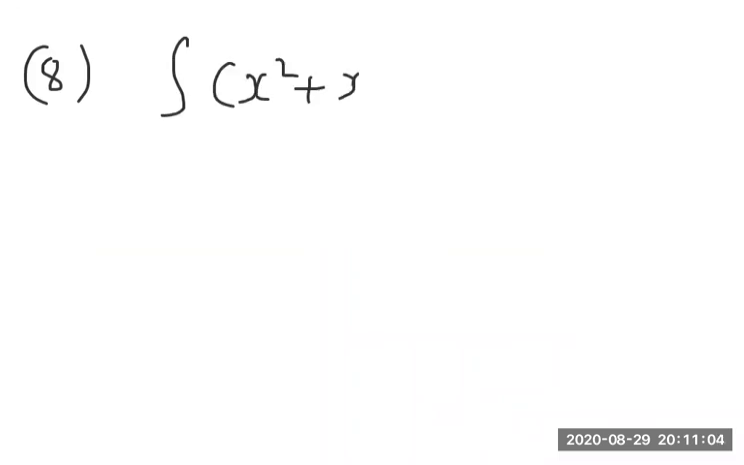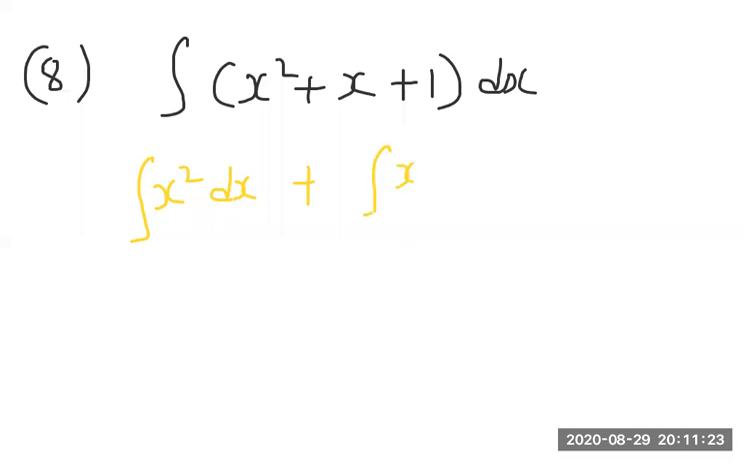If you have taken some combination terms like this, observe now. Suppose they have given integral x square plus x plus 1 dx. How to handle this one? Immediately separate all the terms. Take each one individually: integral x square dx, next integral x dx plus integral 1 dx. So I separated all the terms here.